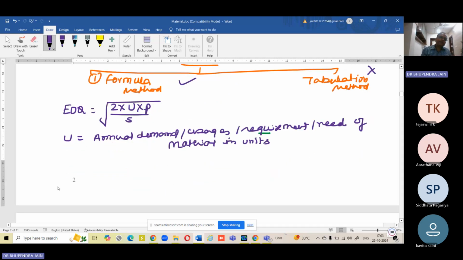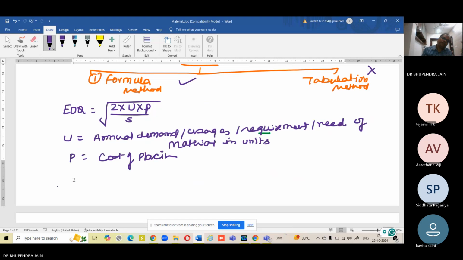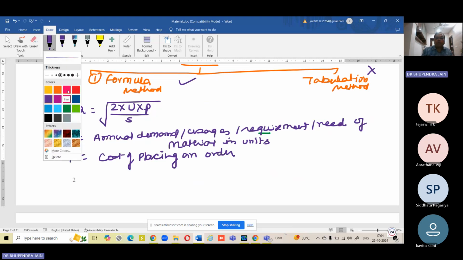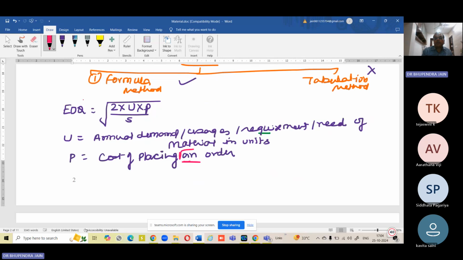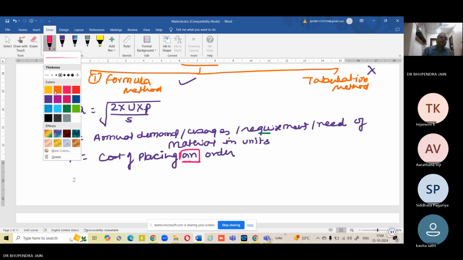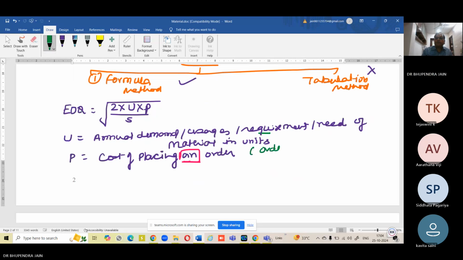Now P stands for cost of placing an order. Cost of placing how many orders? Only an order. So this is called ordering cost. How much cost is incurred to place a single order?